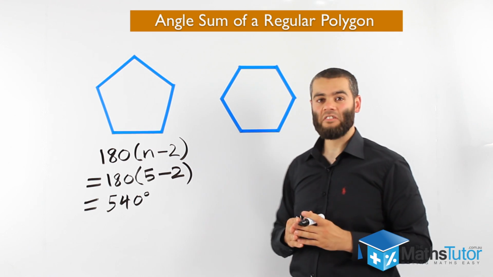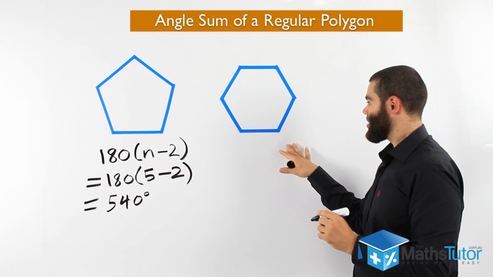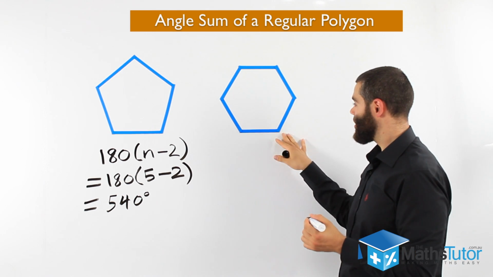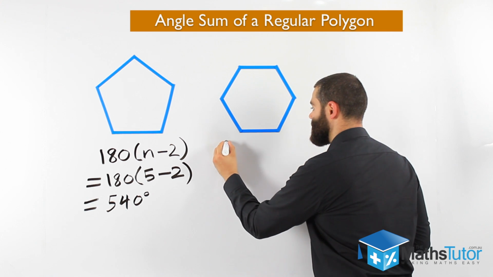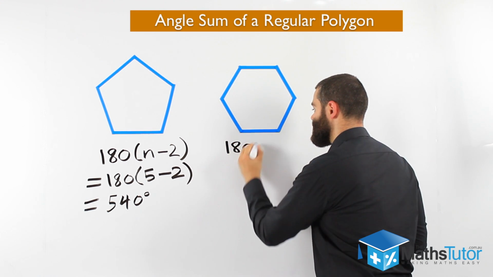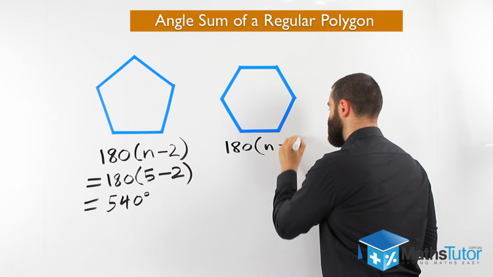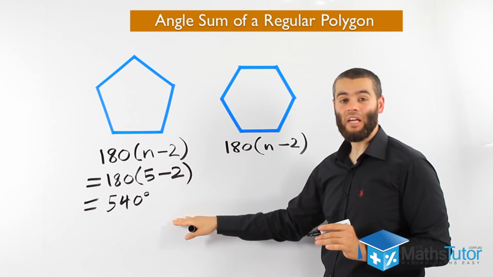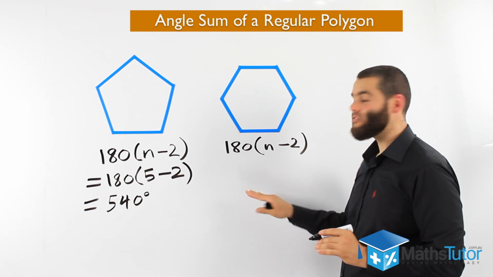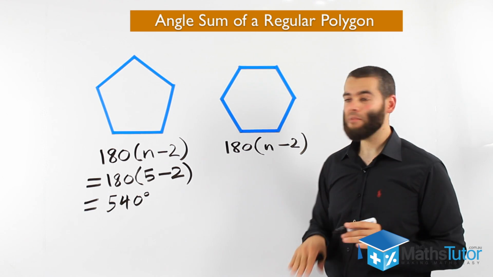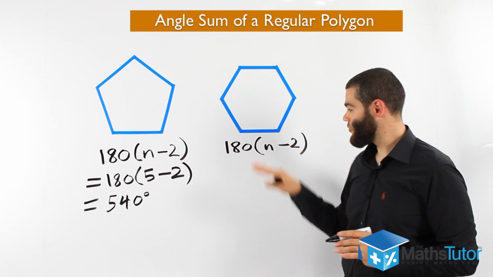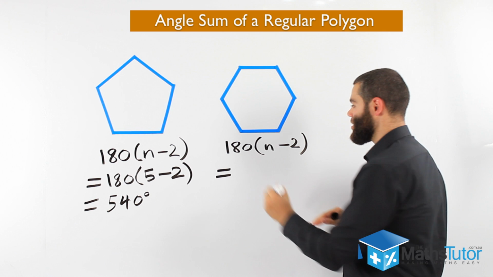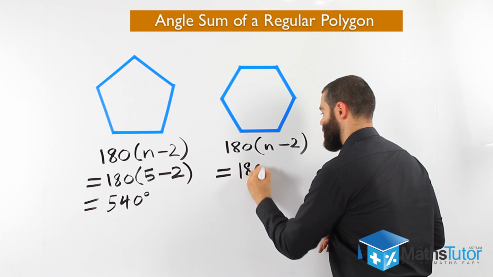Now the hexagon, the same formula. We know the hexagon has 6 sides. It's a regular polygon in this case here. So 180, the formula n minus 2. I always tell my students, write the formula. In case you make a mistake here, you may get marks for showing working out. The majority of times you will get marks for showing your formula and your working out. So we have our formula. Now we show our working out.